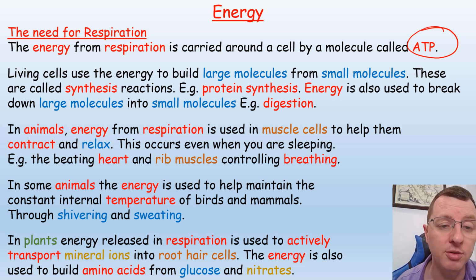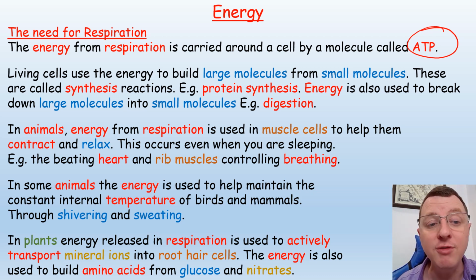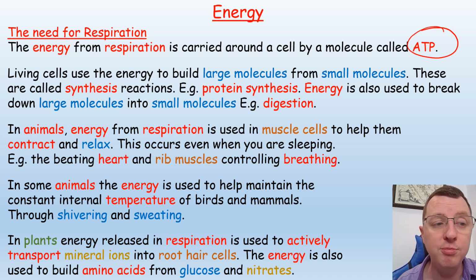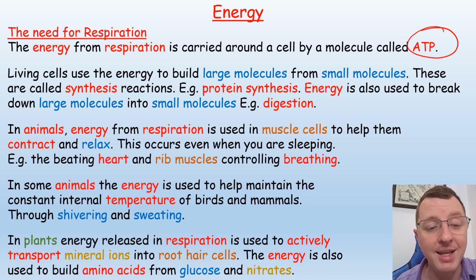In animals, energy from respiration is used in muscle cells to help the actual muscle cells contract and relax, and this occurs even when you're sleeping. For example, the heart will be beating, the rib muscles will be contracting as they control breathing. In some animals, the energy is used to help to maintain a constant internal temperature. For example, birds and mammals, through either shivering or sweating, both processes which require energy, which is derived from respiration.